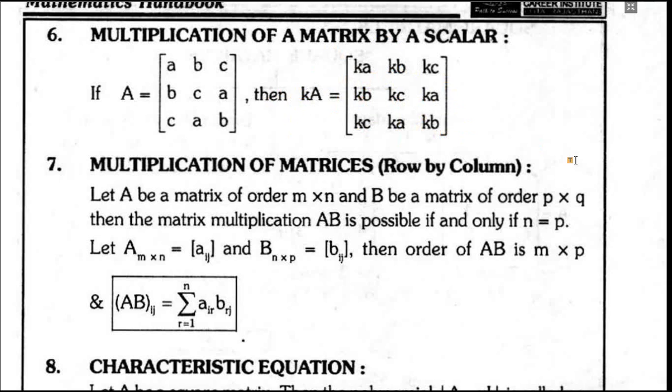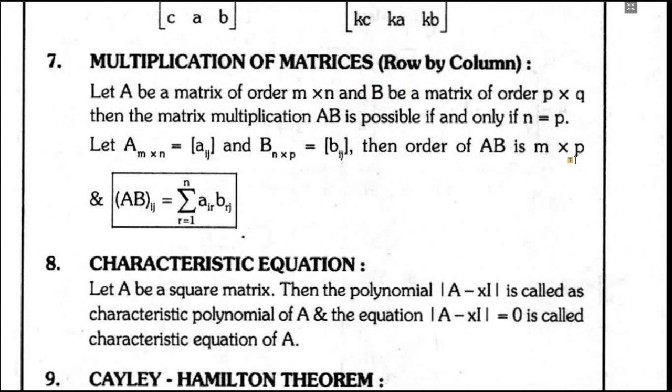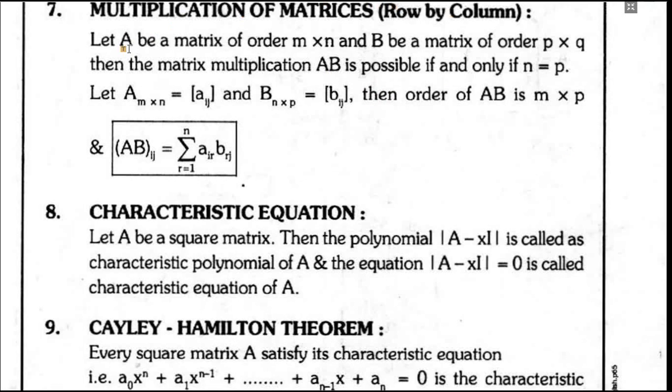Now multiplication of matrices, row by column. We always do the multiplication row by column because it's the easiest method. Let A be a matrix of order m by n and B be a matrix of order p by q. Then the matrix multiplication AB is possible if and only if n equals p. Meaning in the orders m by n and p by q, n should be equal to p.